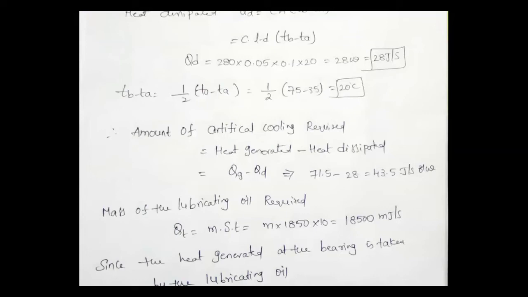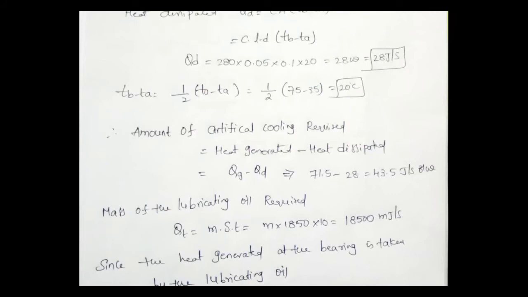The amount of heat generated minus the heat dissipated, 71.5 minus 28, is 43.5 joules per second, or watts. So that much heat, 43.5 joules per second, is still there in your bearing, so you are required to provide artificial cooling.